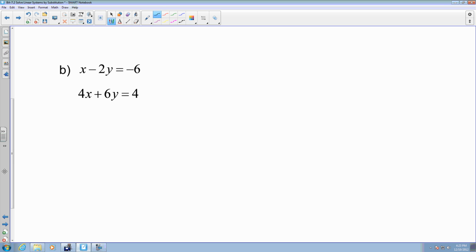I'm looking at the easiest one to get the variable by itself, and I think I'm going to solve for x on this top one. I'm going to add 2y to both sides. So that cancels, leaving me with x equals 2y minus 6. So that's step one. I got one of the variables by itself.